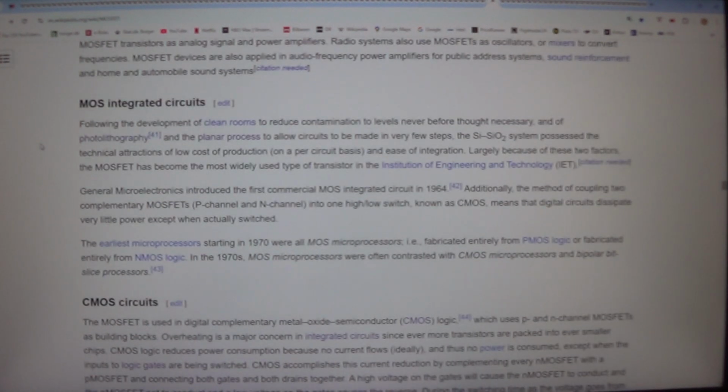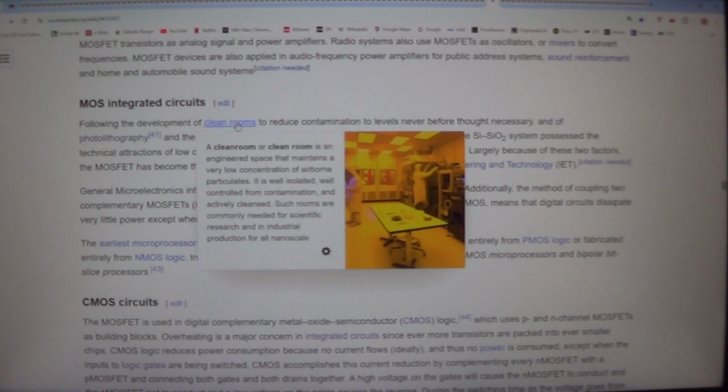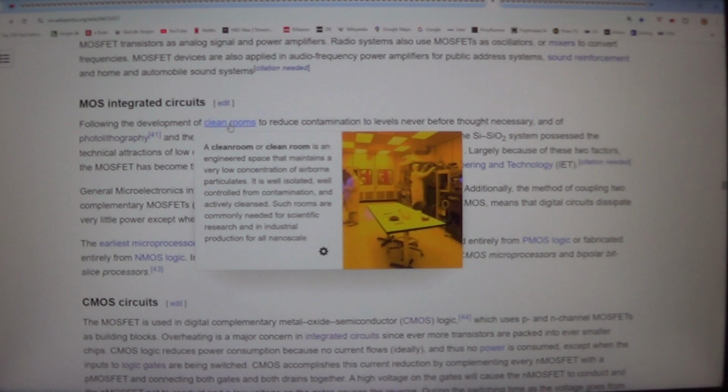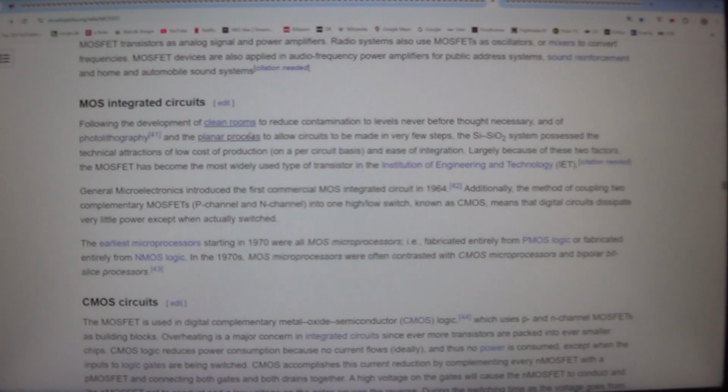MOS integrated circuits. Following the development of clean rooms to reduce contamination to levels never before thought necessary, and of photolithography and the planar process to allow circuits to be made in very few steps, the SiO2 system possessed the technical attractions of low cost of production, on a per-circuit basis, and ease of integration. Largely because of these two factors, the MOSFET has become the most widely used type of transistor in the IET.